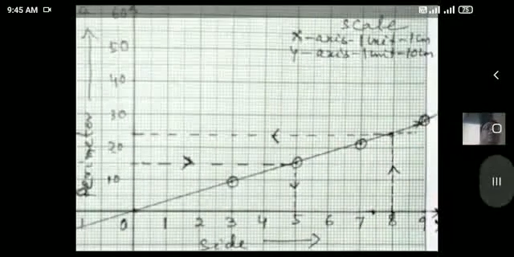This is the graph plotted for this by taking side on the x-axis and perimeter on the y-axis, taking on the x-axis 1 unit to 1 cm and on the y-axis 1 unit to 10 cm. So you can plot this one. The graph after plotting should become a straight line, a linear graph.